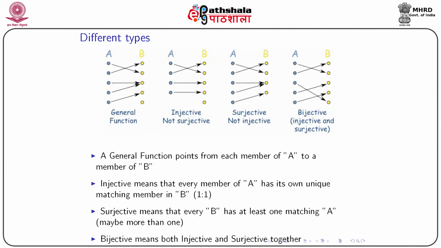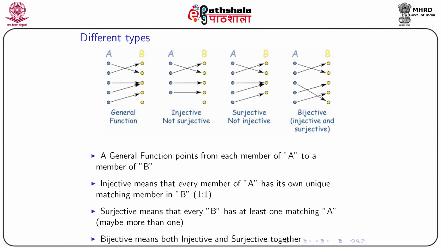Now we will try to figure out what sort of relationship or what different types of function exist. The first one we call general function, where we have two sets A and B, and all the elements in A are denoted by the blue dots and all the elements in B are denoted by the yellow dots. The first one is a general function. It points from each member of A to a member of B. This is called general function. We don't have any other restriction.